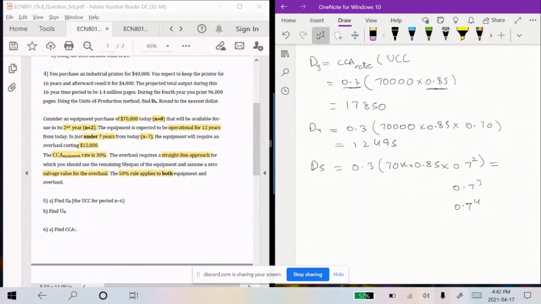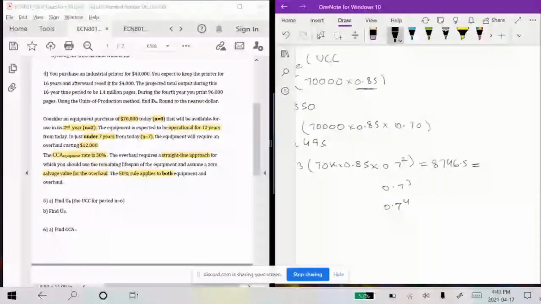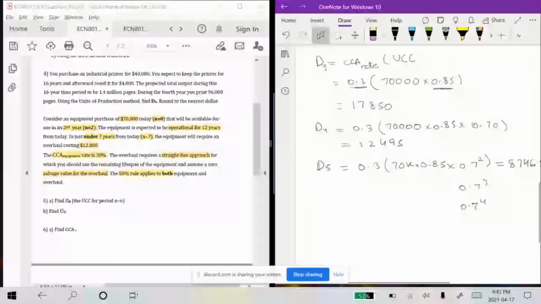0.3 into 70,000 into 0.85 into 0.7 into 0.7. Yeah, so no, wait, what did I do? 0.3 into 70,000, 0.85 into 0.7 into 0.7. Getting it right, you're getting 8,746.5. Since we use the whole number approach, you just round it to 8,747 as the third CCA in the fifth period.